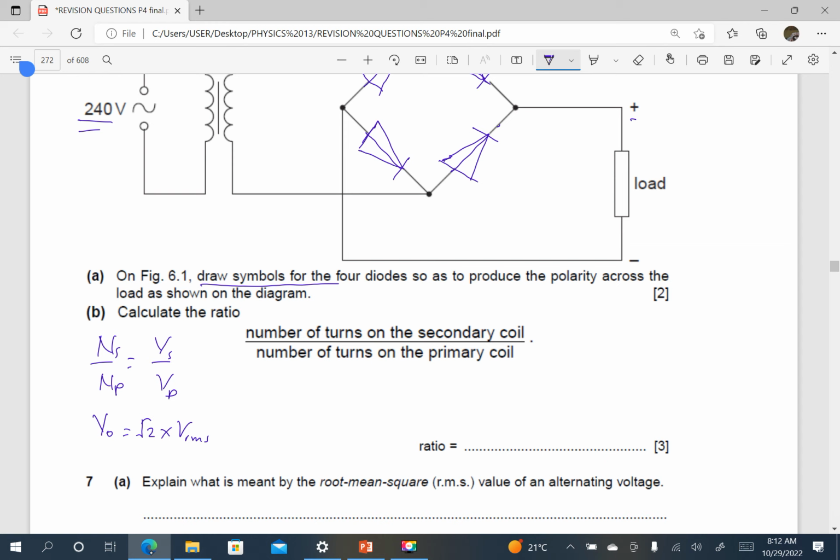So the ratio we want is going to be V secondary, which they have given us as peak, 9.0 volts, over V primary, which they have given us as root mean square, but we have changed to peak as root 2 times 240. We now press our calculator: 9 divided by root 2 times 240. And this is giving me a ratio of 0.027. So that is the ratio we are talking about here.